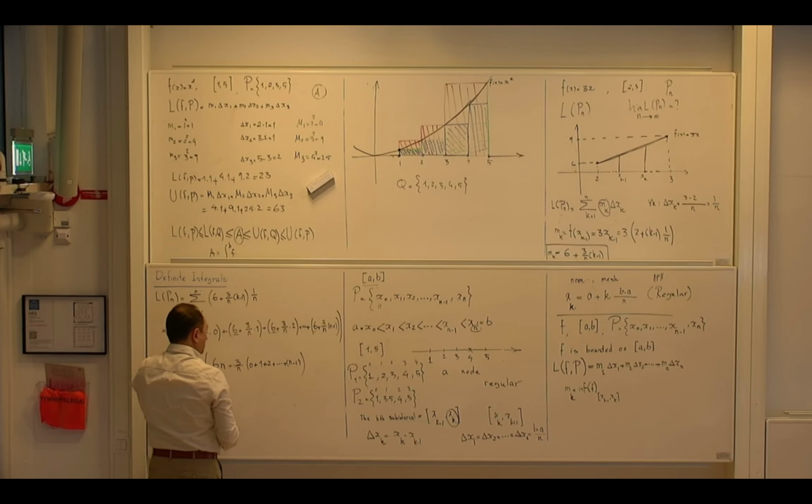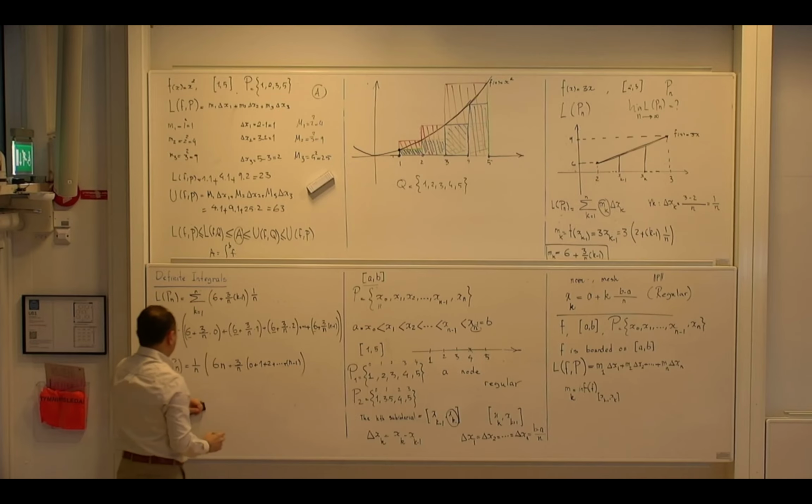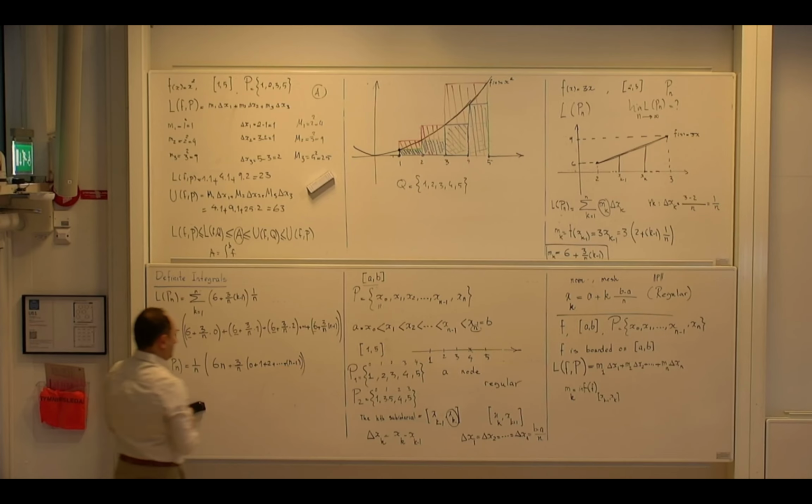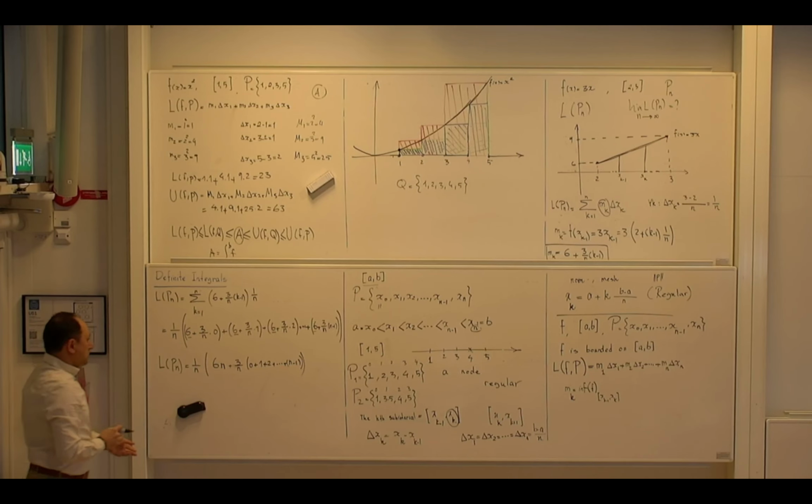How did you get 6n? 6 plus another 6 is 2 times 6, n times. Okay, yes? And then I have this closed. Is that clear?